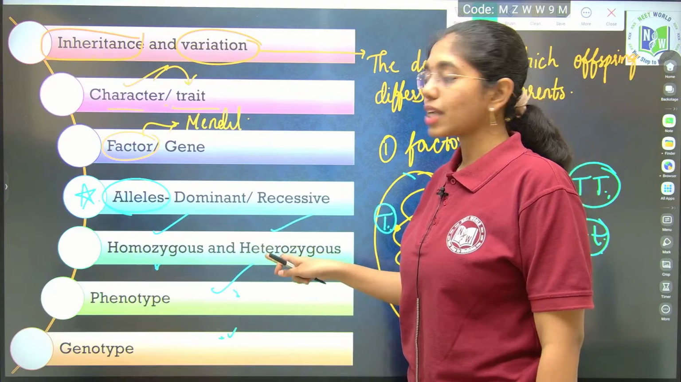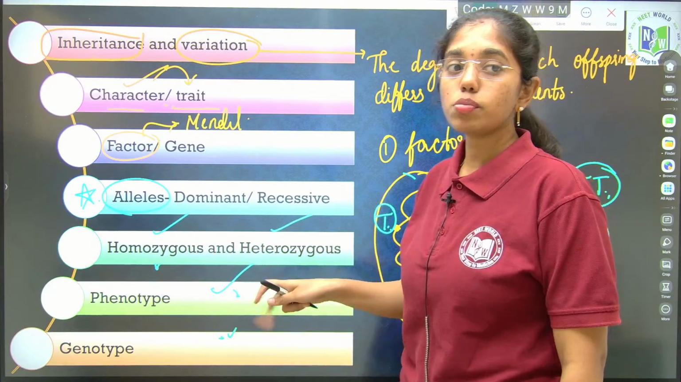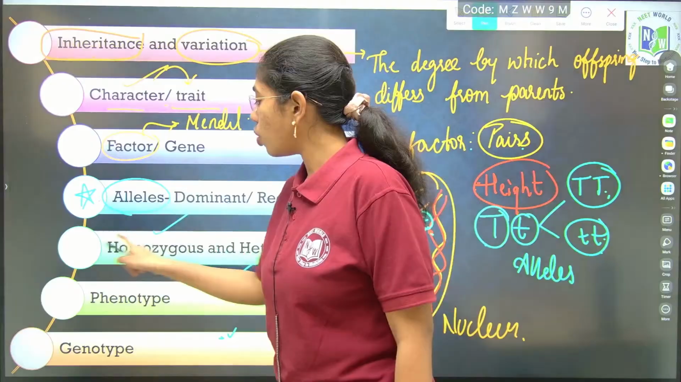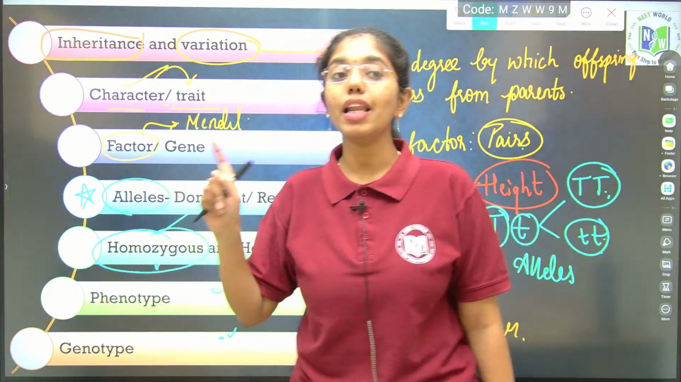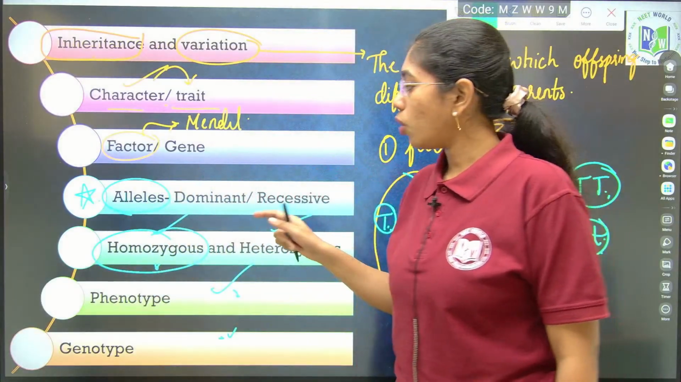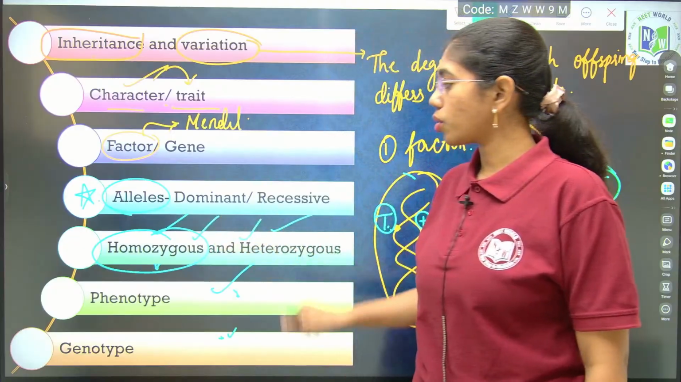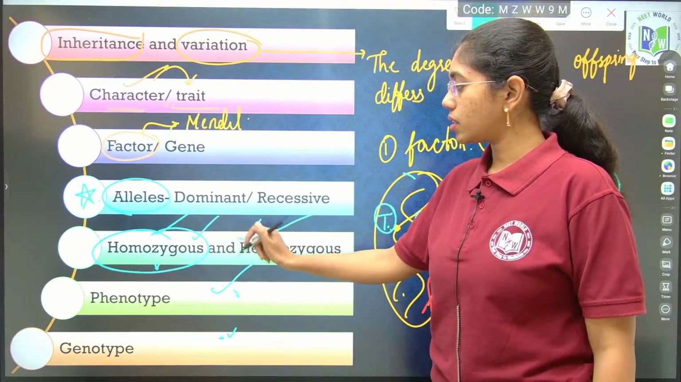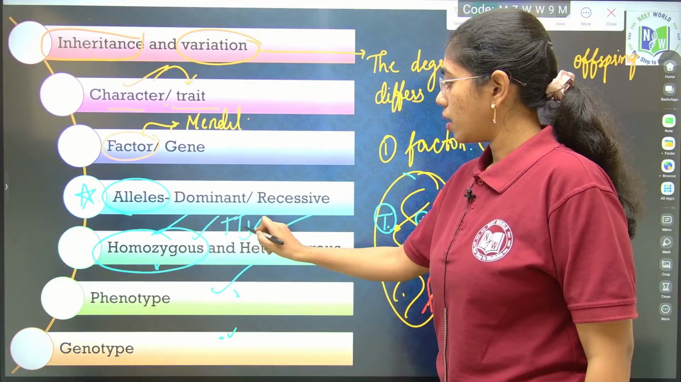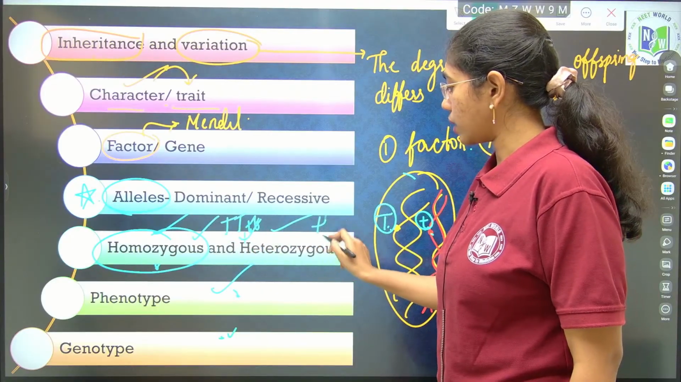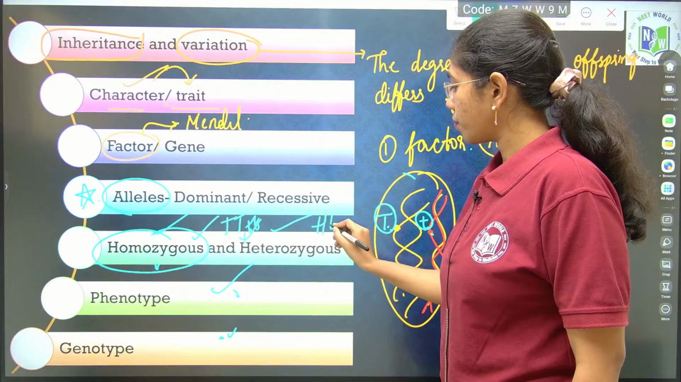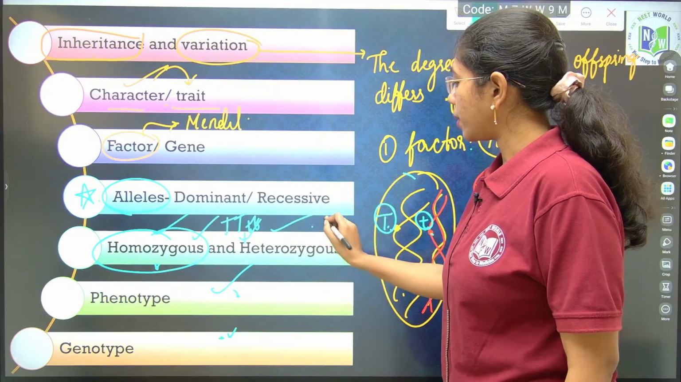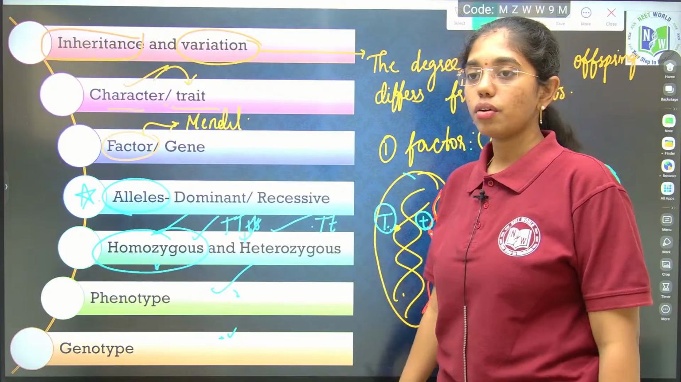Both homozygous and heterozygous, you have to be very clear, because homozygous and heterozygous we have already learned in cell division. Okay, homozygous genes and heterozygous, capital T, small t. Fine, right?